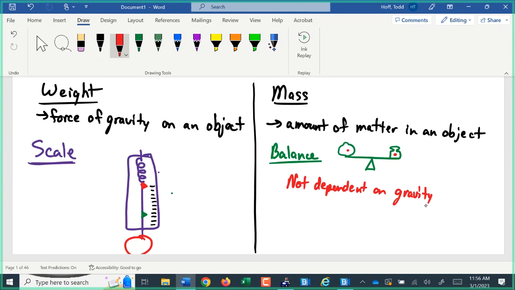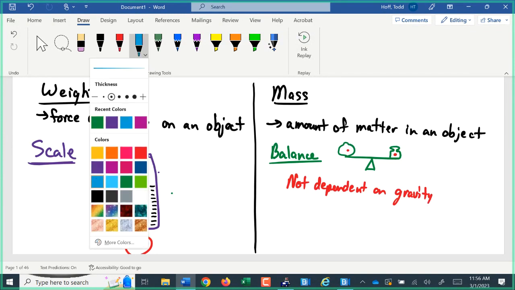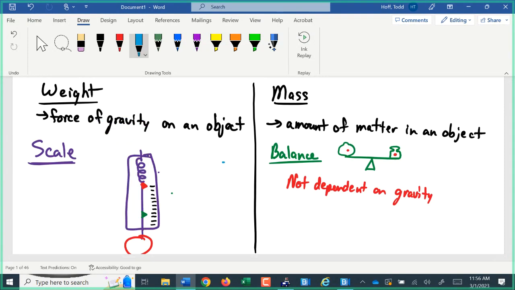Well, what does that mean? Well, let's say we go to the moon. On the moon, gravity is 1/6 of what it is on Earth. Well, in our scale, that means it's going to pull 1/6 of the distance, so the weight is going to be 1/6 of what it was on Earth. For the balance, yeah, the amount that gravity pulls on our object changes, but the amount that it pulls on the known mass changes as well. So the mass of the object stays the same.